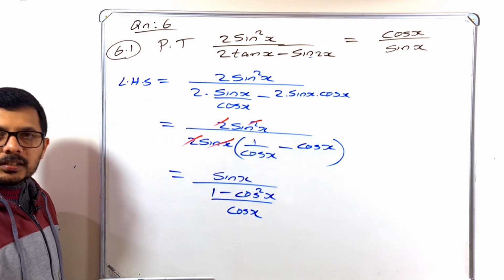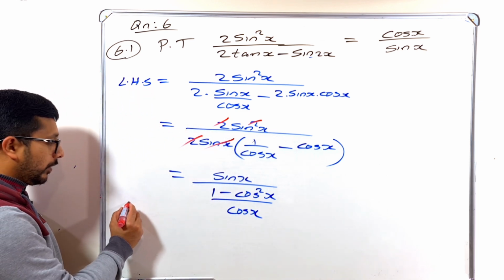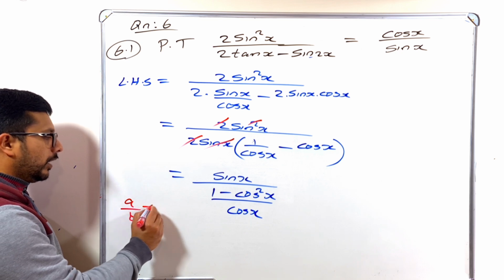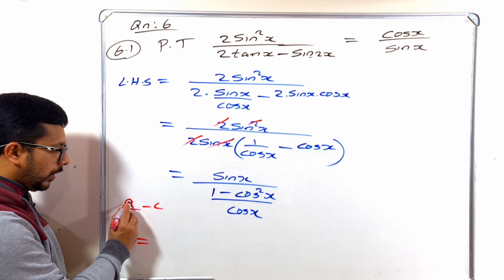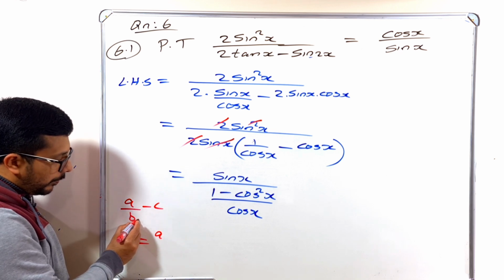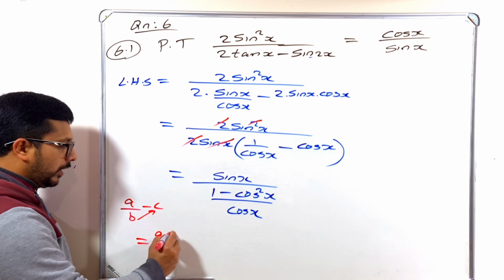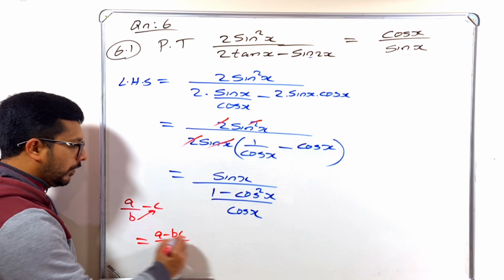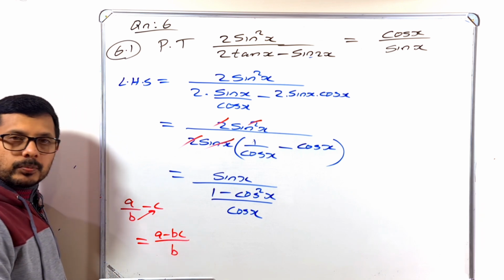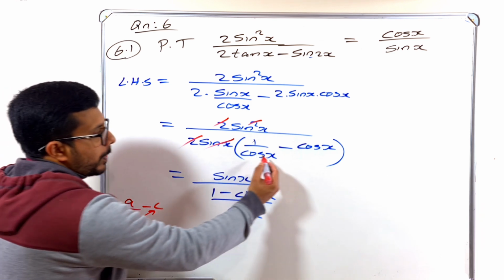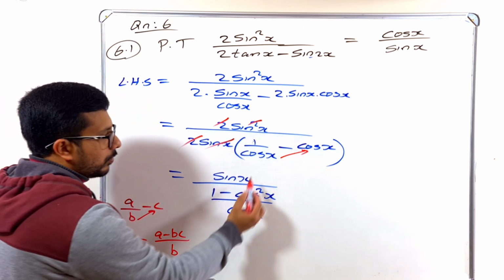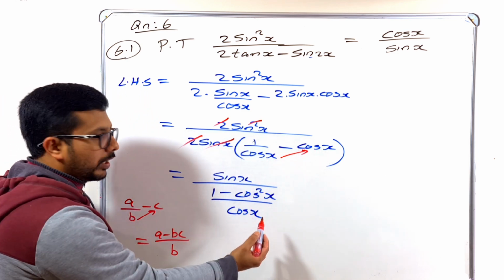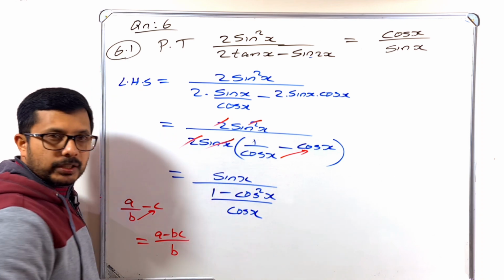What is that one, guys? I hope you know that one. a by (b minus c). How can you write this as an LCM? This a, then you multiply this b with c, minus b into c, divided by this b. Okay, similarly this cos x you multiply with this cos x. That is cos x into cos x is cos square x divided by this denominator.